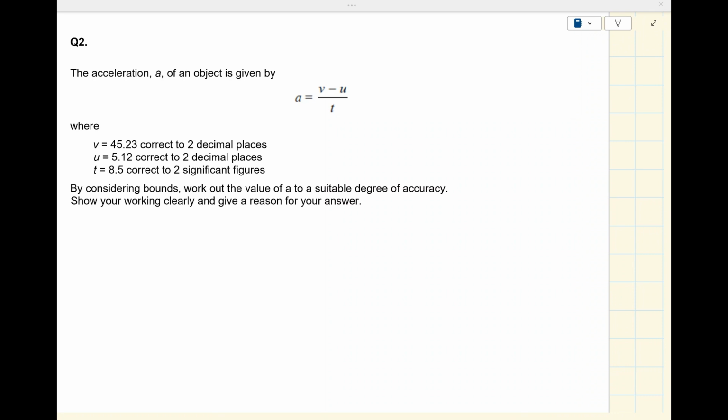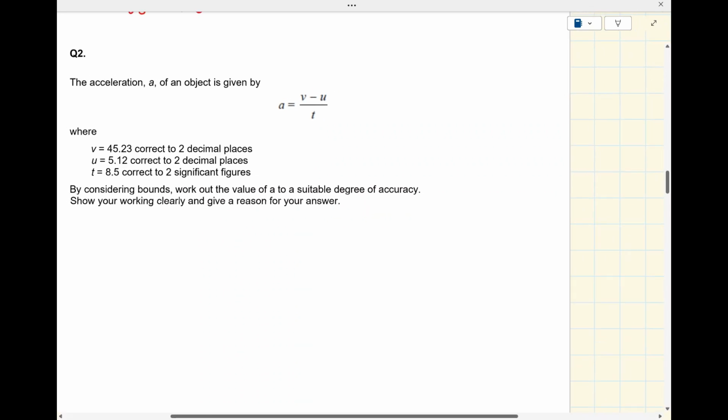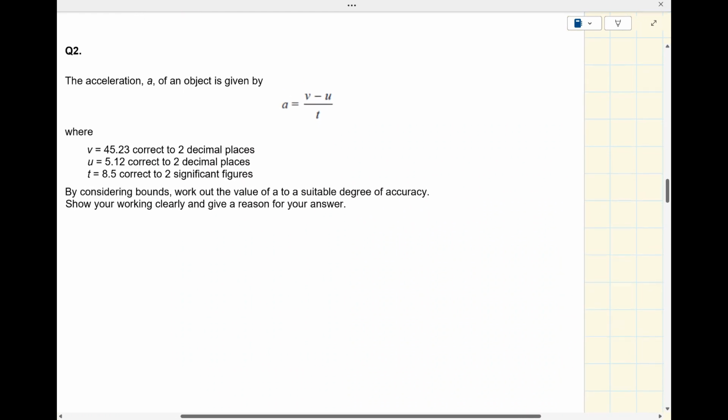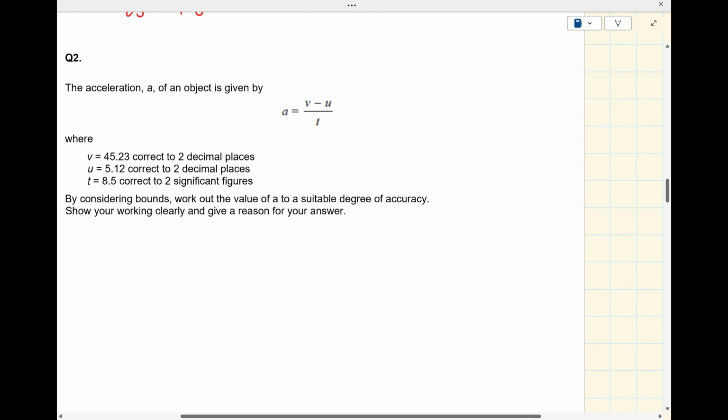Question 2. Now, question 2 is a different sort of bounds question. And in this question, I've got to work out the value of a to a suitable degree of accuracy. But we're not going to look at that yet. We're going to start this question in exactly the same way as we started the last one. So the first thing I'm going to do is I'm going to write down the upper and the lower bound of each of my variables.